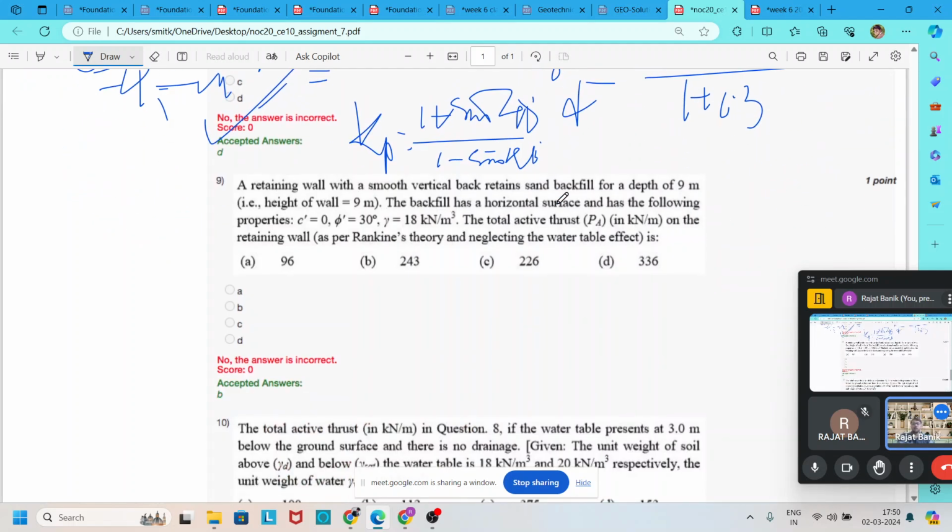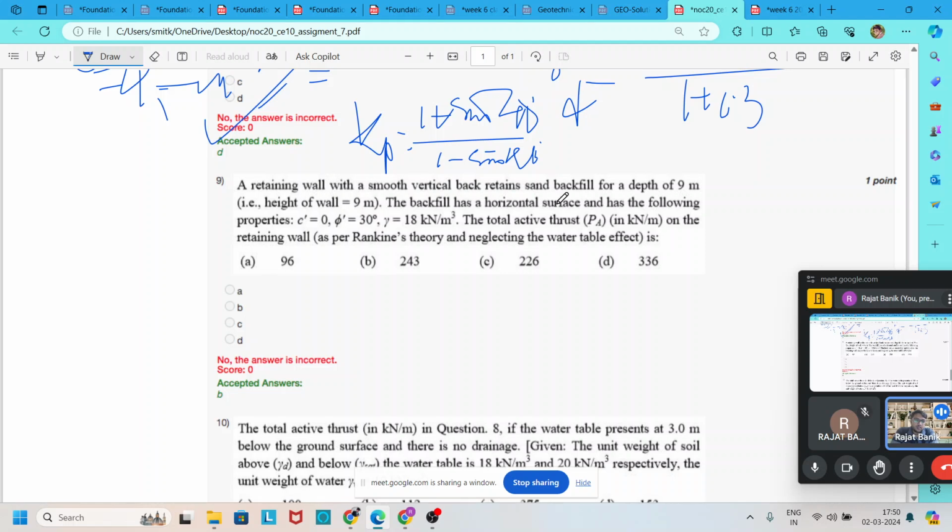Then question number 9. Question number 9 says that a retaining wall with a smooth vertical back retains sand backfill for a depth of 9 meter. The height of the retaining wall is 9 meter.